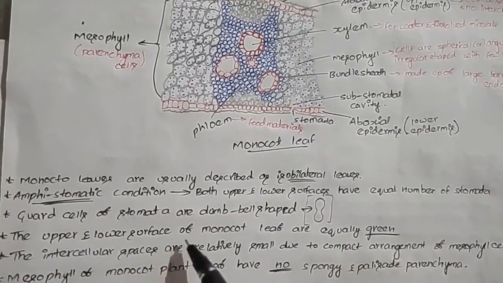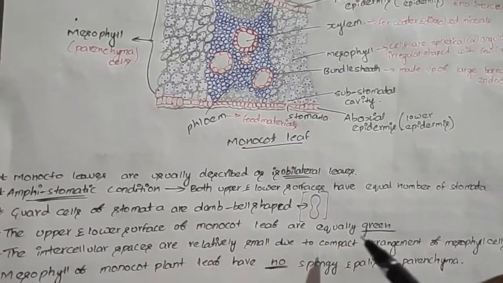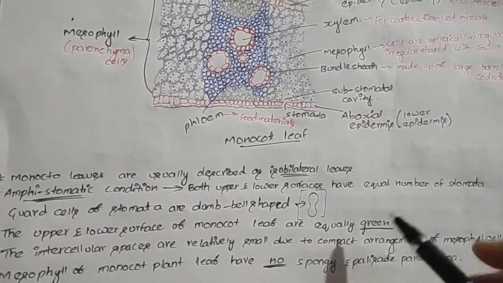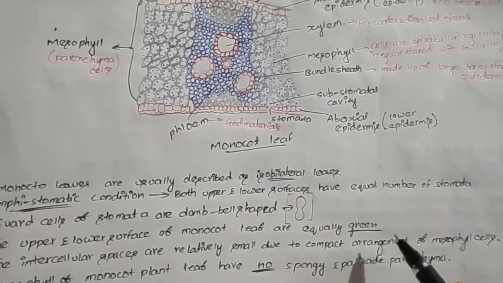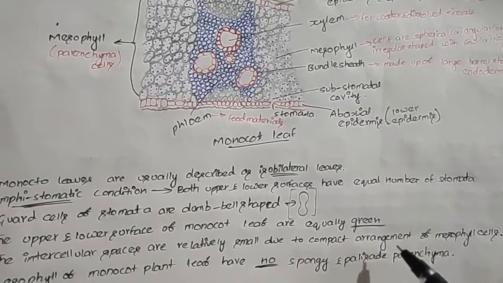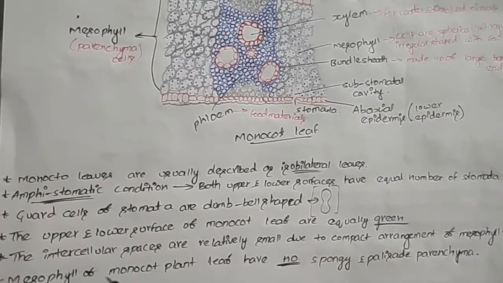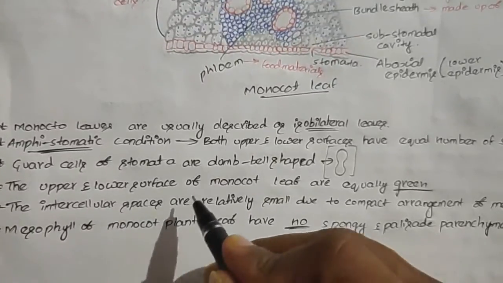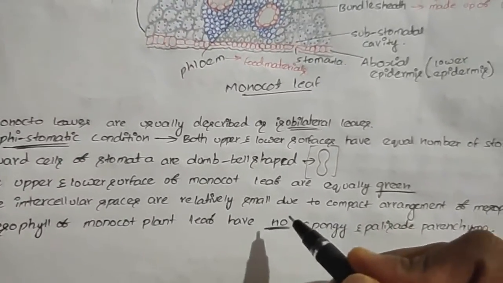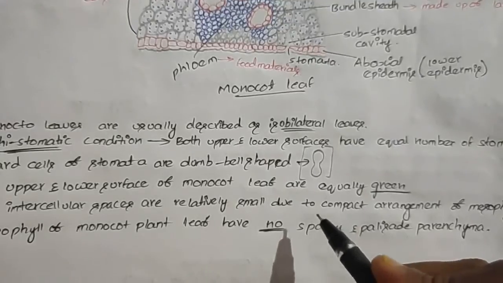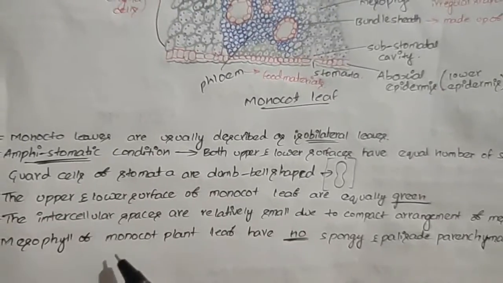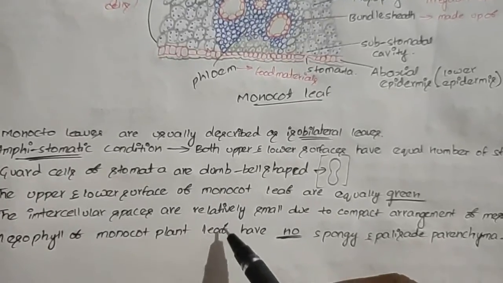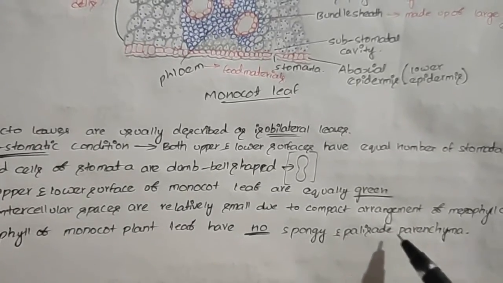The upper and lower surface of the monocotyledon leaves are usually green, but in dicotyledon leaves the upper epidermis or upper surface is dark green in color, whereas the lower surface is light green in color. The intercellular spaces are relatively small or completely absent in monocotyledon leaves due to the compact arrangement of these mesophyll cells. Mesophylls of monocotyledon plant leaves have no spongy and palisade parenchyma.